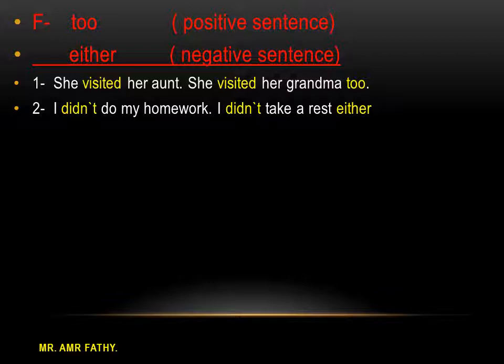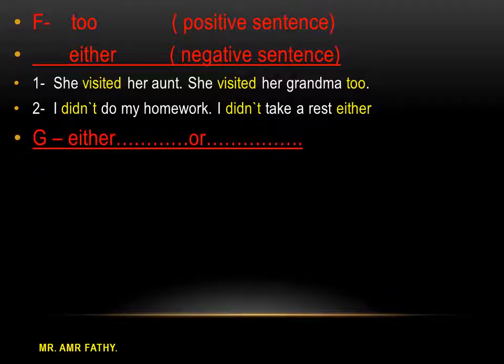Here we have a positive sentence. Number 2, I didn't do my homework. I didn't take a rest either. So the sentence here contains a negative meaning, so we use too or either. We use not. Is it okay? Is it right? I think it's very clear and very easy to use too and either because they are used at the end of the sentence. This is for too and either.